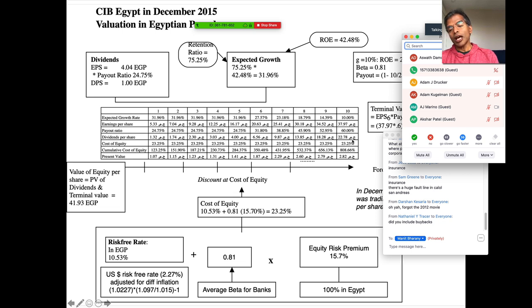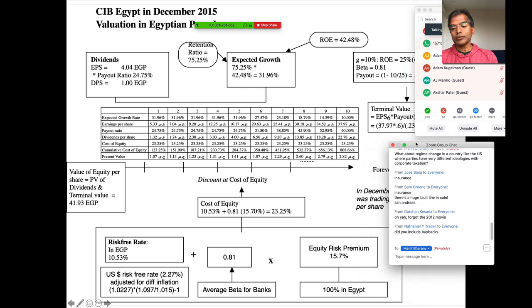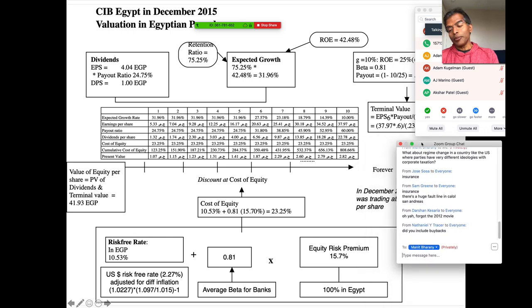And the dividends climb over time, partly because my growth is decreasing and my payout ratio is increasing, and partly because my earnings themselves are growing. I discount those dividends back at the cost of equity. What I get as a present value per share is about 42 pounds per share. The stock was actually trading at around 36 pounds.